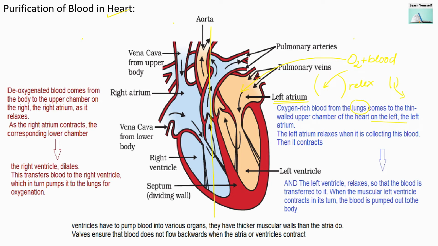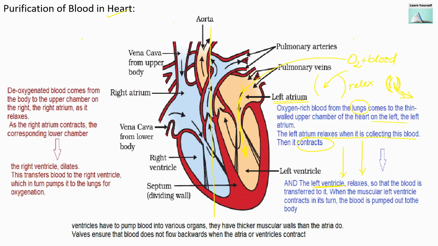So the left atrium relaxes when it is collecting the blood and then it will contract. Once it contracts like this, it pushes the blood out and that blood will go from atrium to ventricle. In the diagram, as we can see, it goes from atrium to ventricle. And the left ventricle will receive that blood from the atrium. So blood flow will be from left atrium to left ventricle.